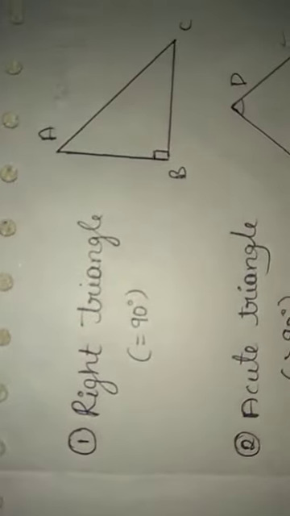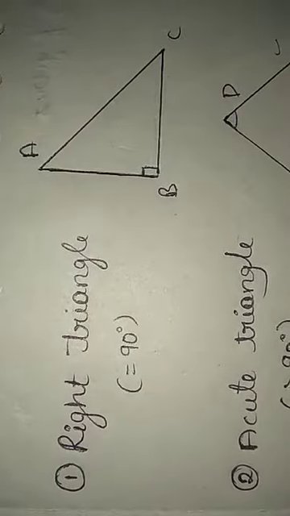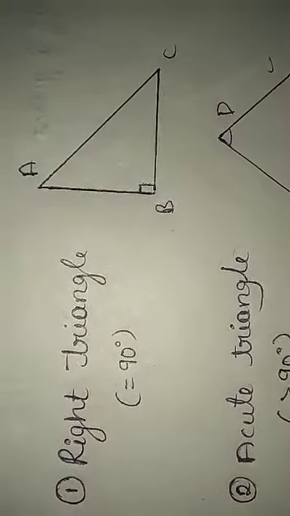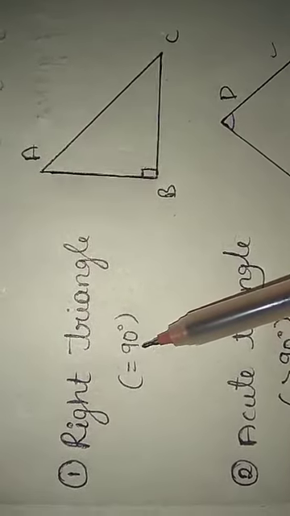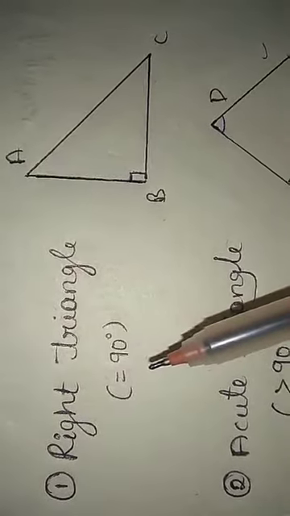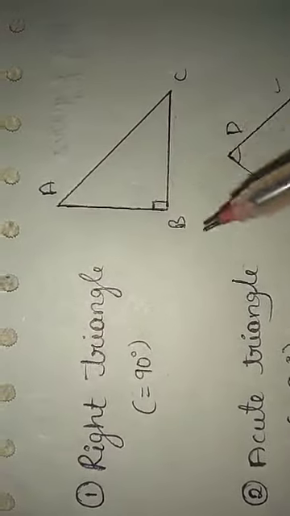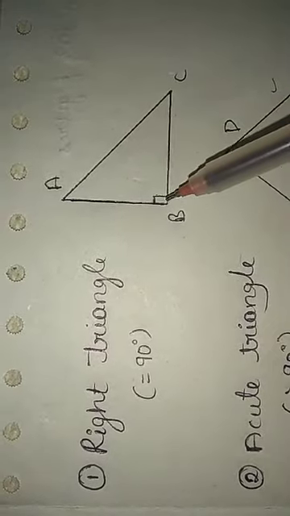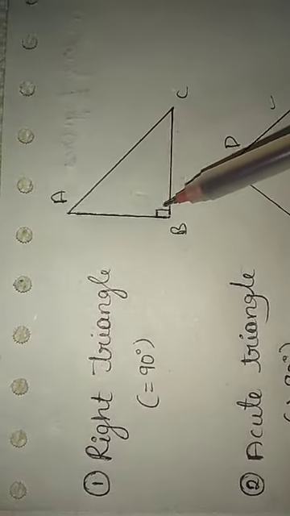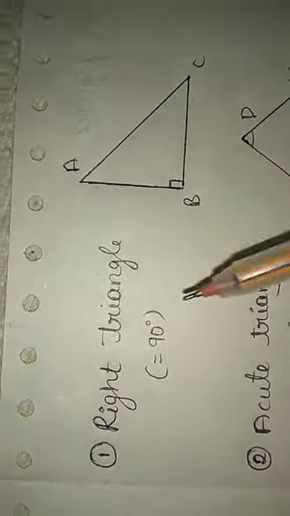On the basis of angles, we have three types of triangle. First one is the right triangle. A right triangle means a triangle in which one angle is a right angle, equal to 90 degrees. See, in this triangle ABC, I have angle B equal to 90 degrees. Then I can say this triangle is a right triangle.